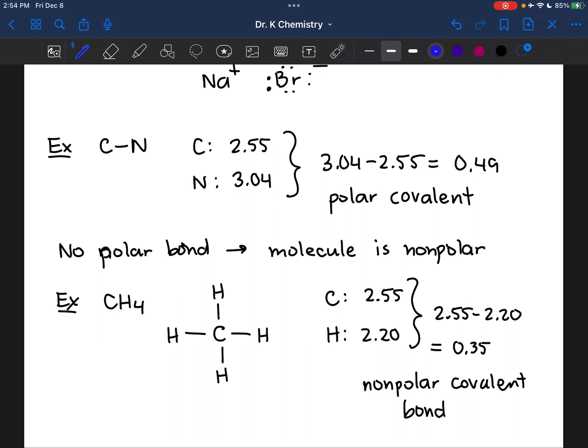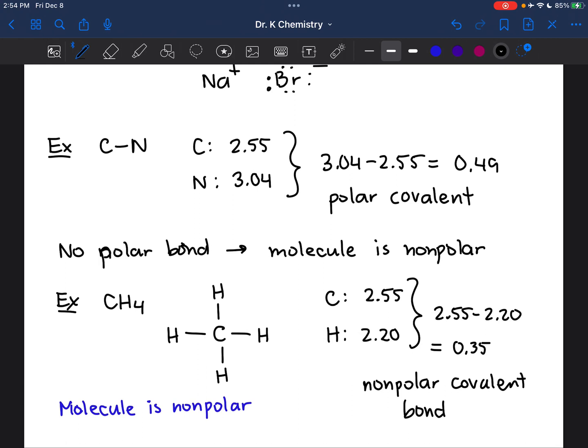If there is no polar bond, the molecule is nonpolar. And there is no need to think about it any further than that. Completely nonpolar, you are done. You don't need the shape of the molecule, you don't need anything else.